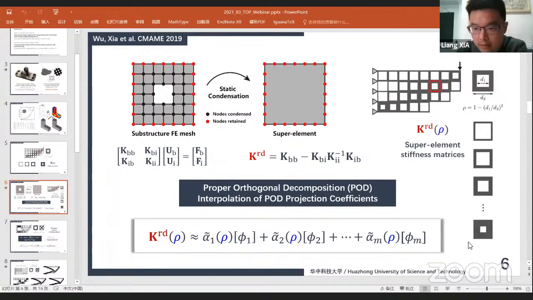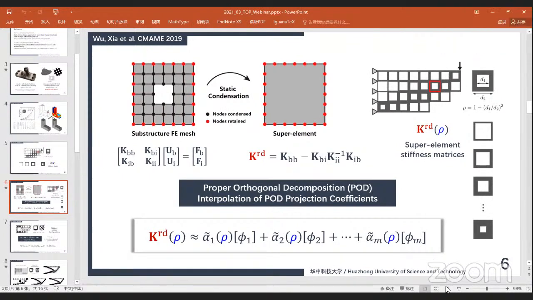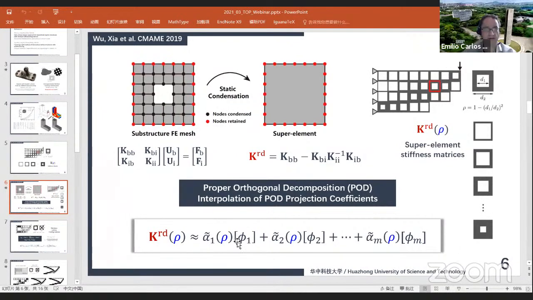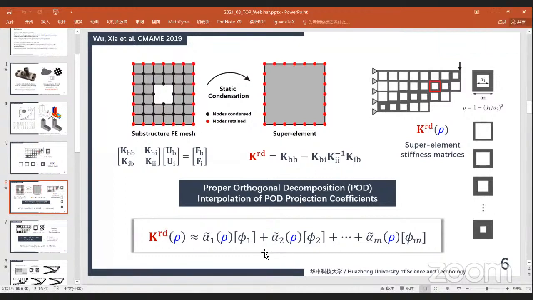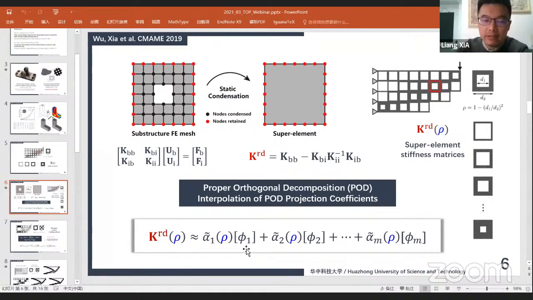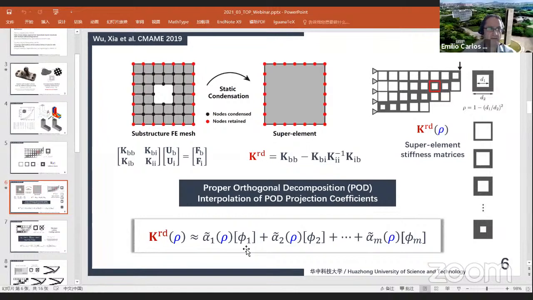No. Can you see this screen, page 6? Yes, we can see. These eigenmodes are fixed. They are pre-calculated, so they are fixed during our simulation. Only interpolation is done for these coefficients. So you pre-compute them. Yeah, the modes are fixed and pre-calculated beforehand. Okay.